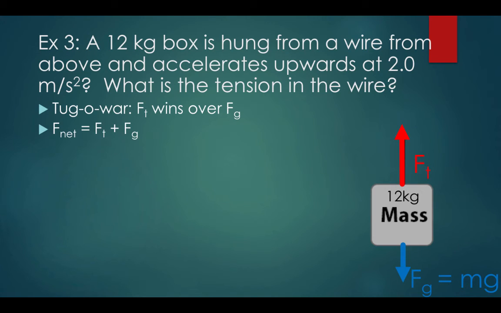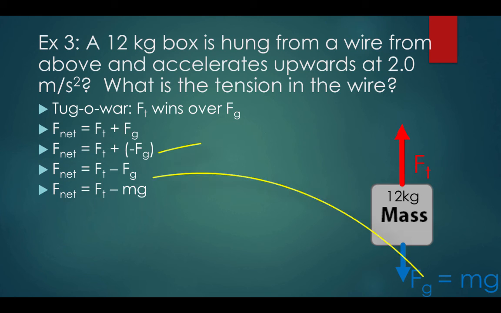Now since force tension beats force gravity and they are in opposite directions, the equation works to be F net equals force tension plus force gravity, where force gravity is a negative value. F net equals force tension plus negative force gravity. Simplifying it, it makes F net equals force tension minus force gravity, winner minus loser. Subbing in mg for force gravity, we have F net equals force tension minus mg.